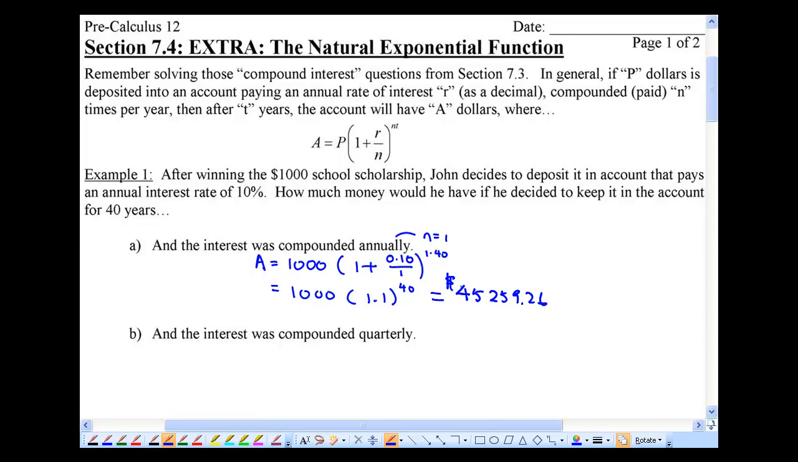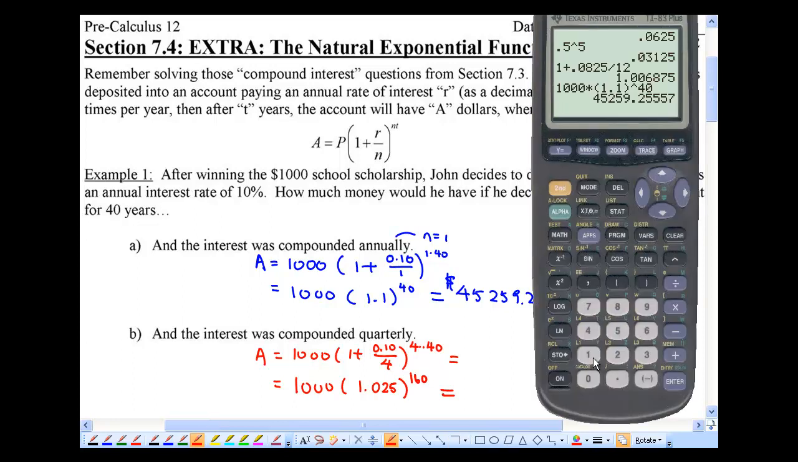Well, what happens if we compound it quarterly? Same idea, except in this case, 1,000 times 1 plus 0.10, but we're going to divide that by 4 this time. And since there are 4 different times in 1 year that we're going to get some interest, that means we're going to get this interest 4 times 40, or I guess that's 160 times. So 1,000 times 1.025 to the power of 160. And let's see what that equals.